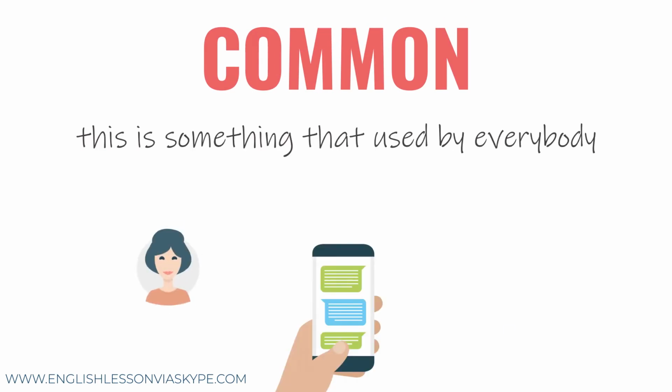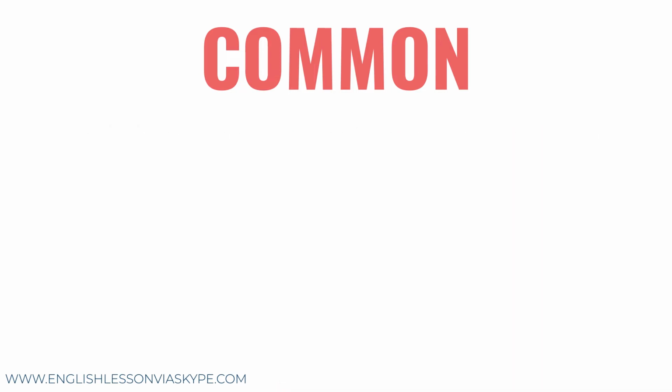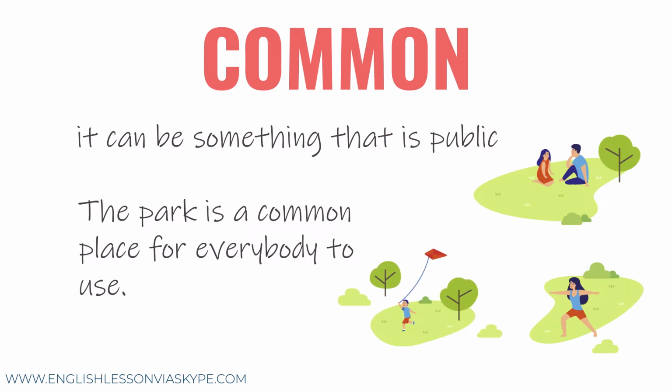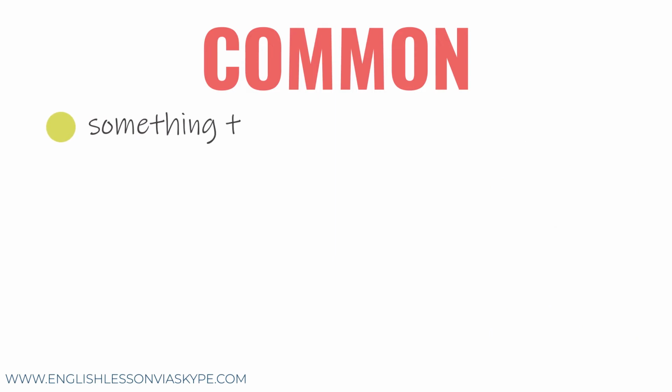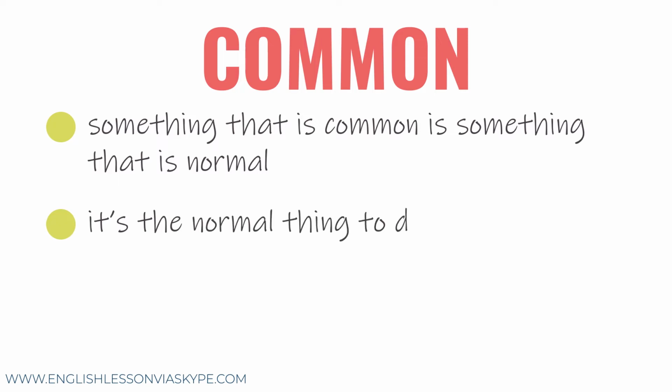Common is something that is used by everybody. It can be something that is public, like the park is a common place for everybody to use because it's open for everybody. It's not a membership, you don't have to pay to get into it, so it's common or it's accessible by the public. Something that is common is something that is normal, okay? It's the normal thing to do.